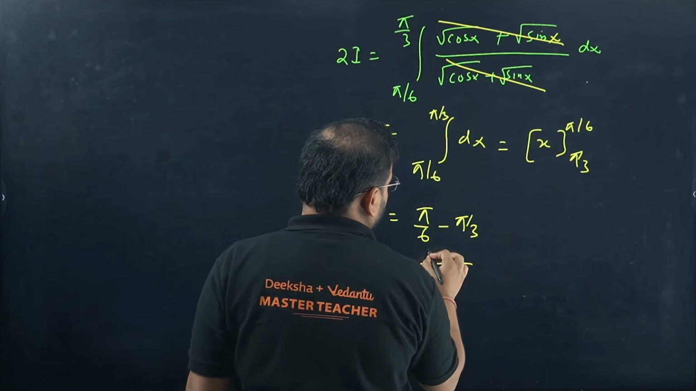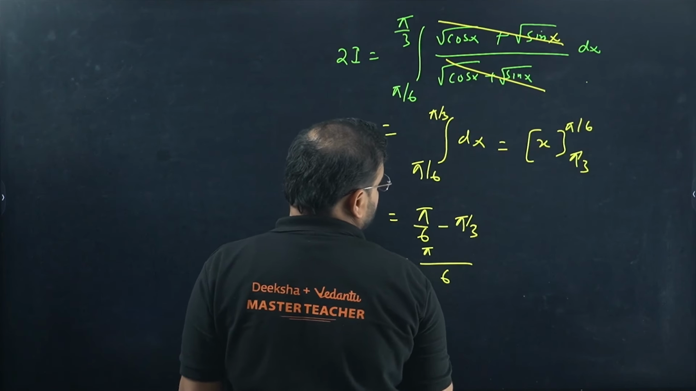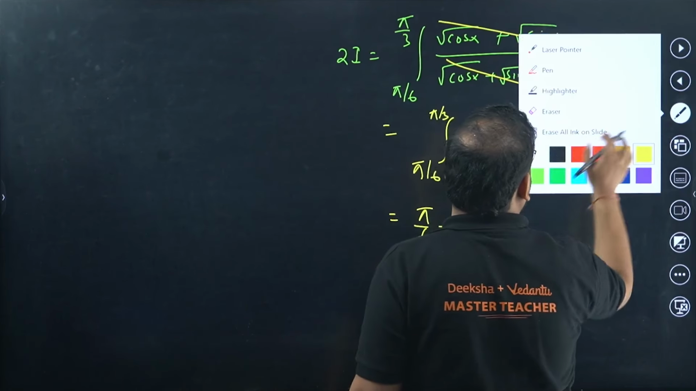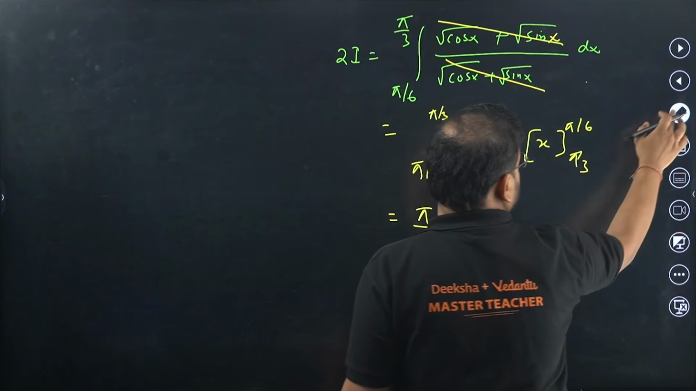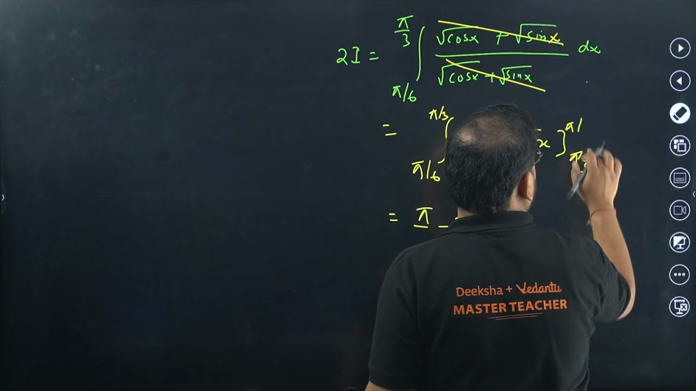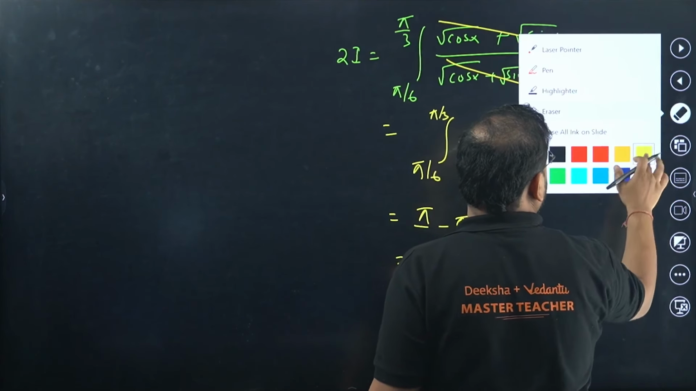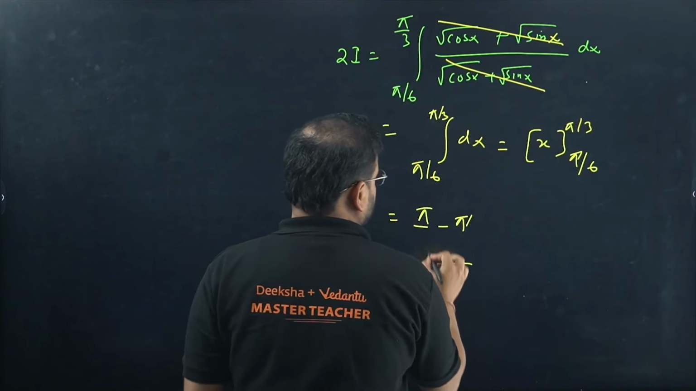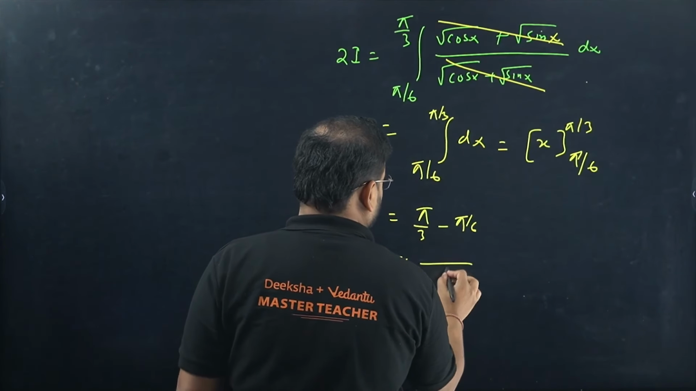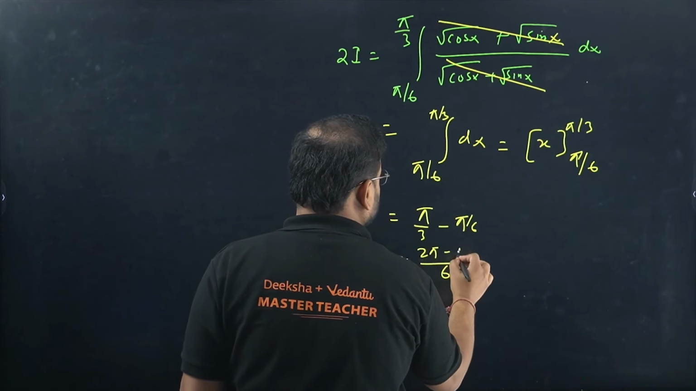So we'll have here pi, excuse me, my bad, I did it upside down, right? Yes. Here also 3 and 6 will come. The upper limit is actually pi by 3 and the lower limit is pi by 6. So I get here 3 minus 6, no? So we'll have LCM as 6, 2 pi minus pi.